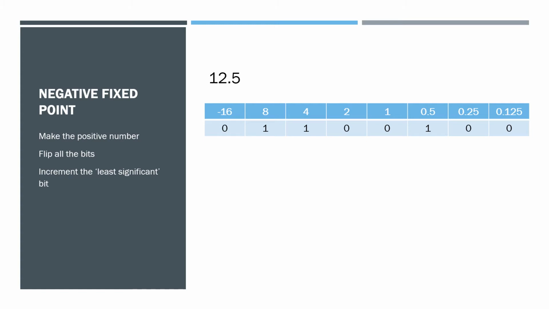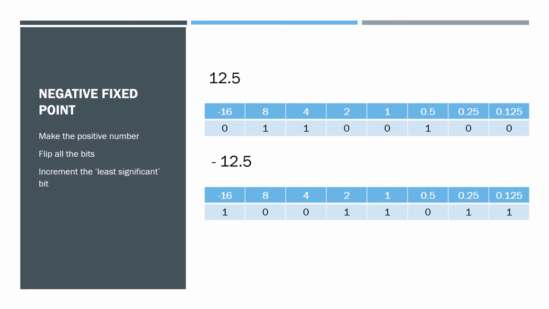And negative fixed point, if I wanted to create minus 12.5, for instance, I've got 12.5, so to make minus 12.5, I flip all the bits, and then I increment the least significant bit. Up to now I've been saying add 1, but it's not really add 1, it's just increment, make 1 bigger, the smallest number in the grid. So if I do that, that's what happens.